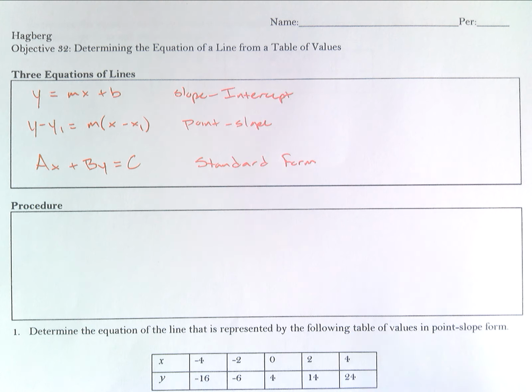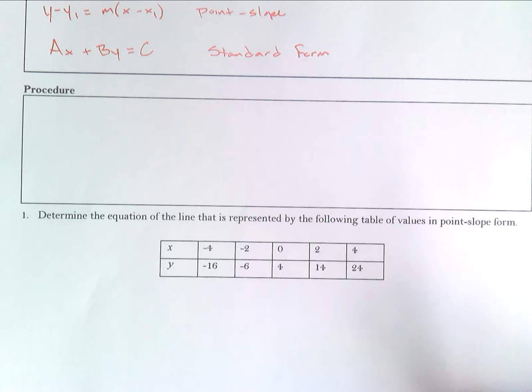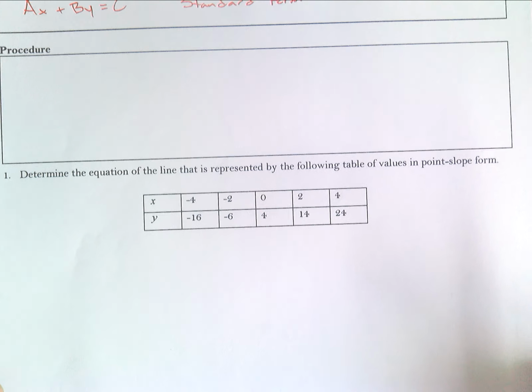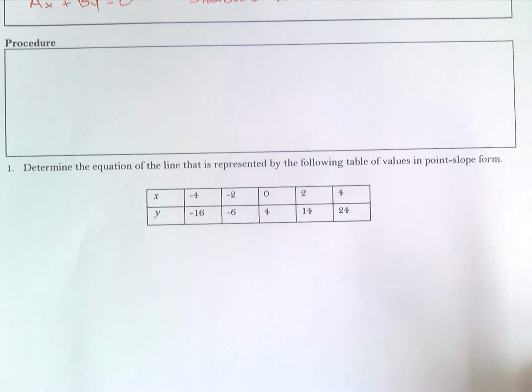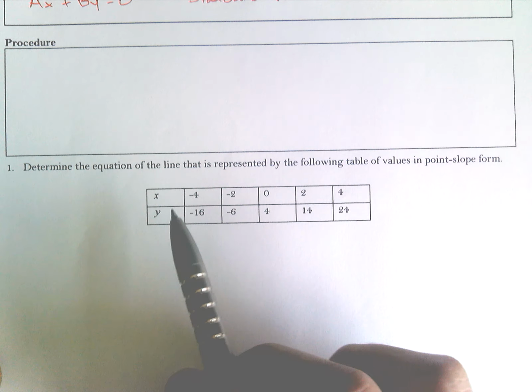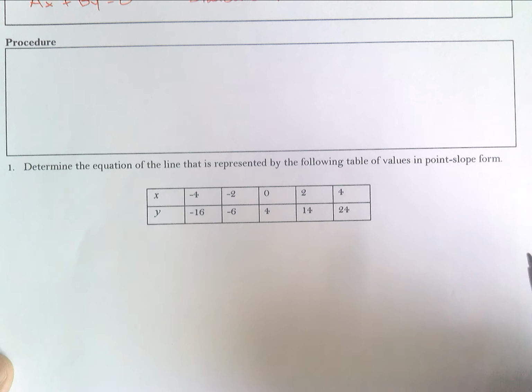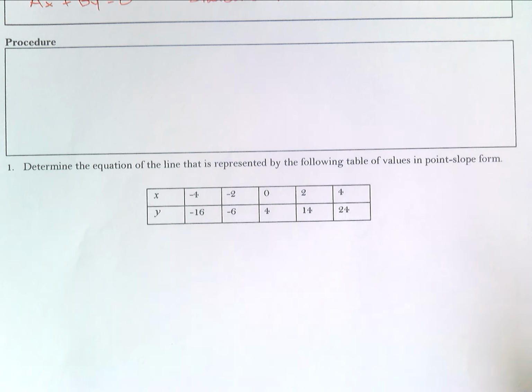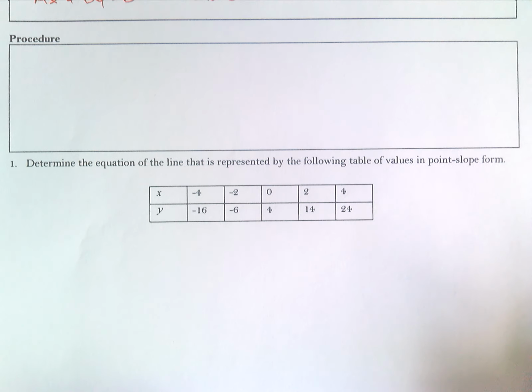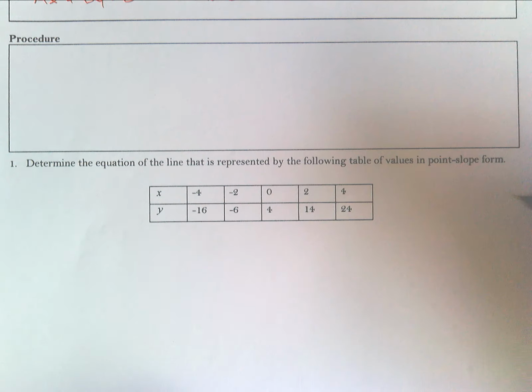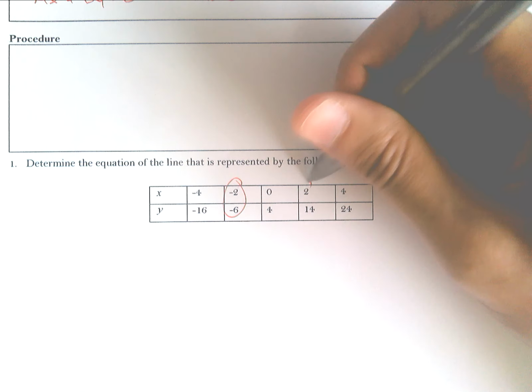All right, so let's take a look at example 1. We'll skip the procedure box for now and we'll come back. Example 1, I've given you the table of values here, and I want to write the equation in point slope form. In order to write the equation in point slope form, this one's pretty similar to the previous objective, objective 31, where we determine the equation from 2 points. So here we have a table of values. We can just choose any 2 points from here and then follow the same steps. So it can be any 2 points. I'll choose this one and this one.